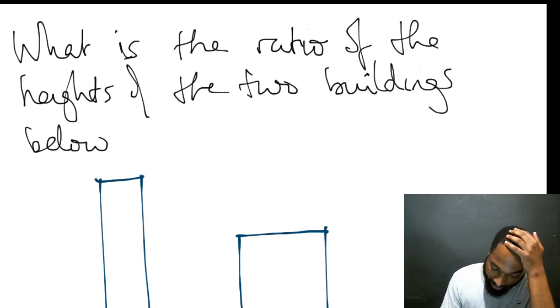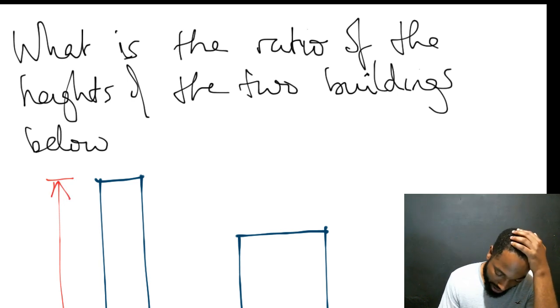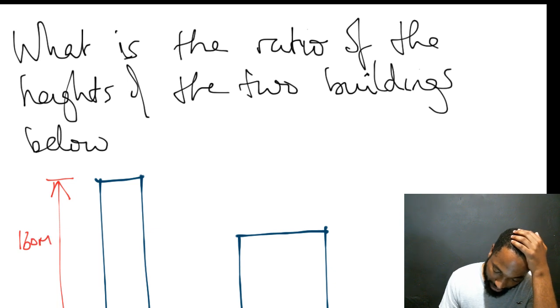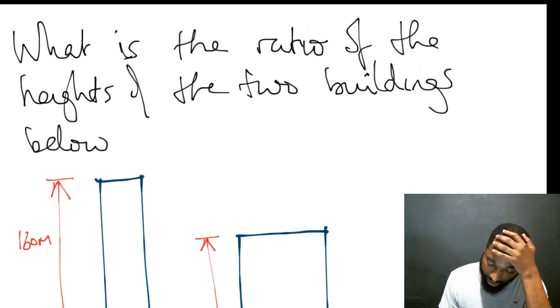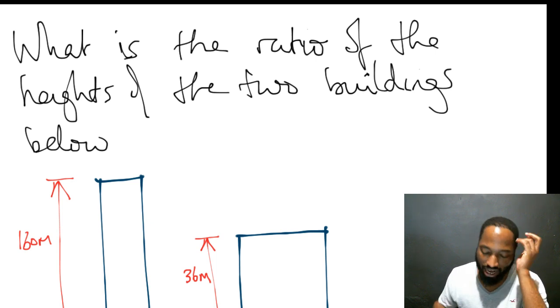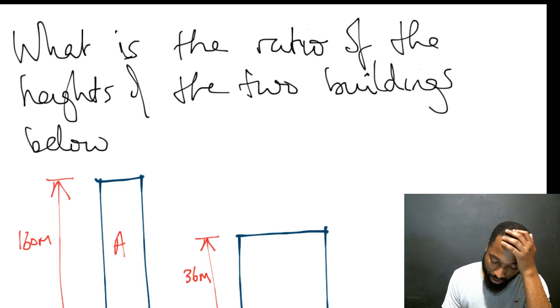Let's give them a height. Let's say that this building is actually 160 meters, and this building is actually 36 meters. I know it don't look so, but let me pretend, right? 36 meters. So what is the ratio of the heights of the two buildings? And I'll call it, just so that you can name it properly, building A and building B.